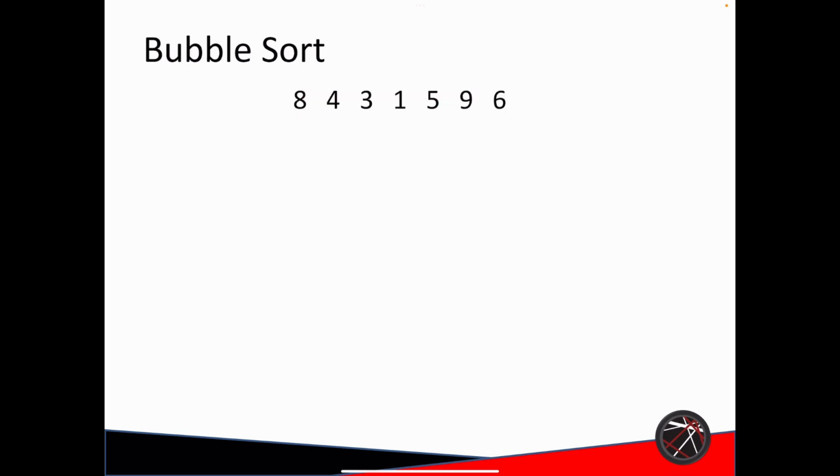Okay, let's do a bubble sort then. With the bubble sort, we do comparisons. In other words, we constantly compare the data with the one that's next to it. If the left one is greater than the right one, they'll swap. Otherwise, they'll remain in the position they are.